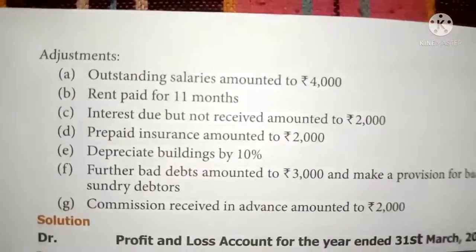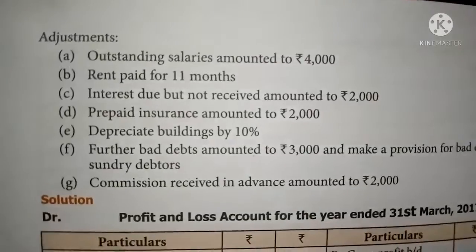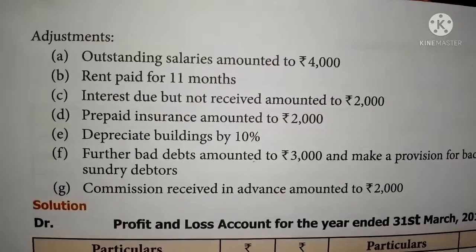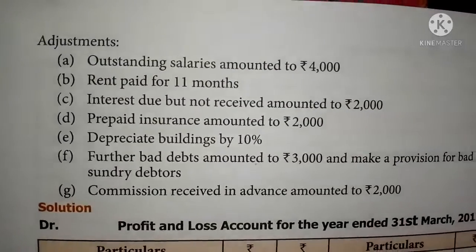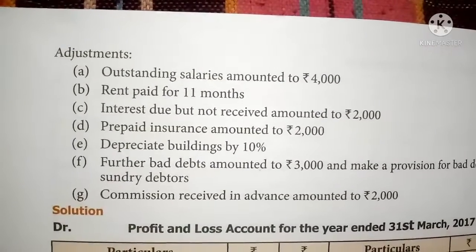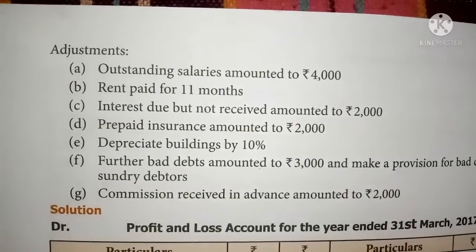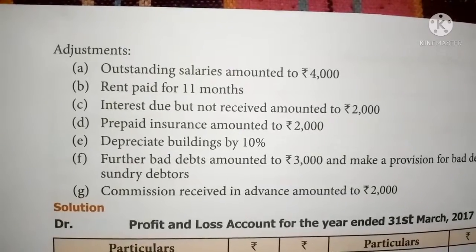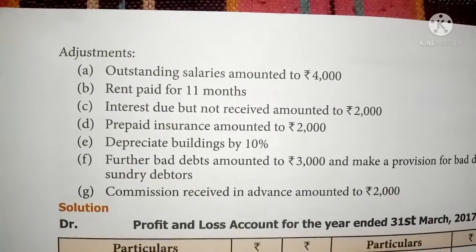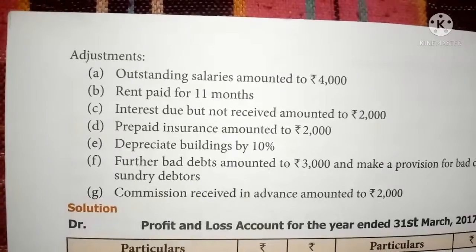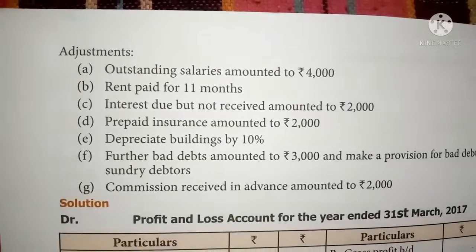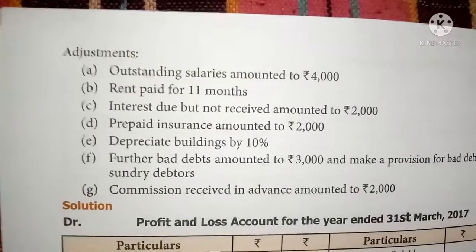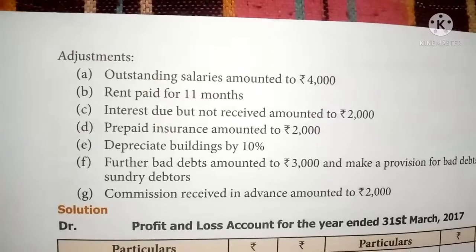Here the sum is given and the adjustment is: outstanding salary is rupees 4,000. So you can add this outstanding salary to the salary amount. Rent paid for 11 months. So 1 month rent will be the outstanding amount. You can find out the 1 month rent from the total amount paid, and that 1 month rent will be added to the rent paid. To rent paid, whatever amount is given, you can write, add outstanding rent, 1 month rent.